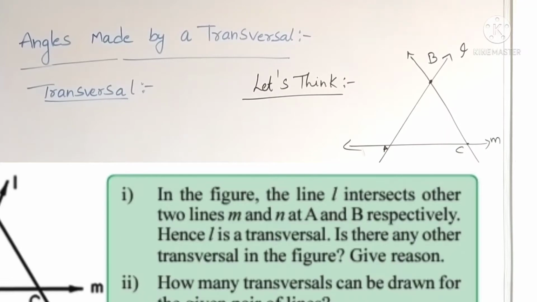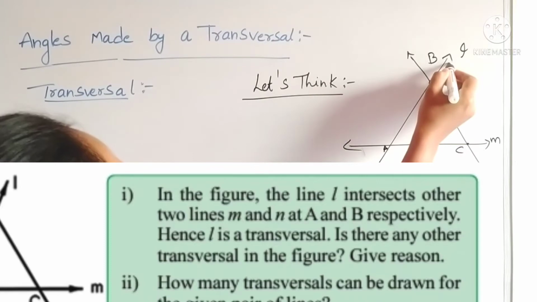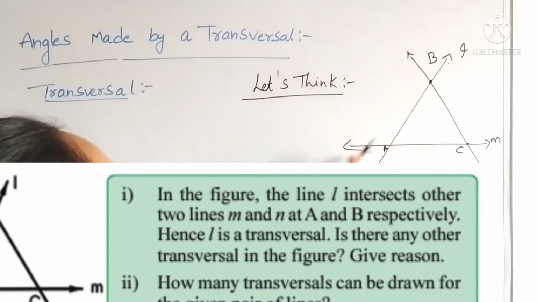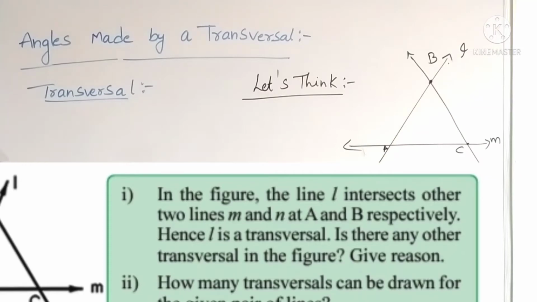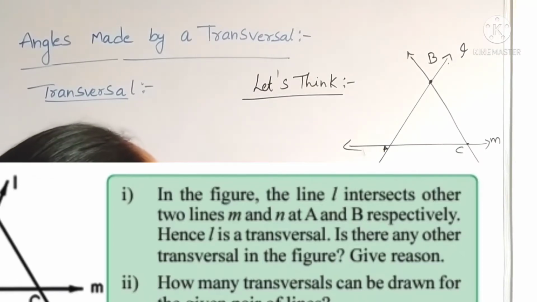We'll see. In the given figure, the line L intersect other two lines M and N at A and B respectively. Here L is there now. So this L, M అనే లైన్ ని A దగ్గర ఇంటర్సెక్ట్ చేసింది and N అనే లైన్ ని B దగ్గర ఇంటర్సెక్ట్ చేసింది. Hence L is a transversal. So at two distinct points దగ్గర ఇంటర్సెక్ట్ చేస్తే straight lines ని దాని transversal అని అంటాం కదా. So is there any other transversal in the figure? Give reason. So ఇంకా ఏమైనా transversal lines ఉన్నాయా అని the question.